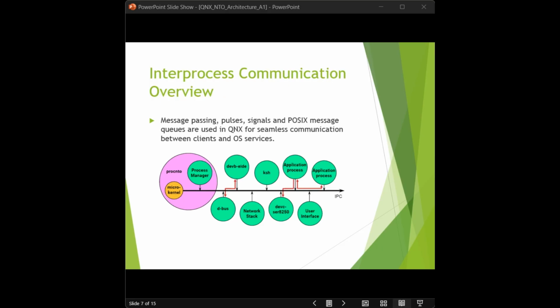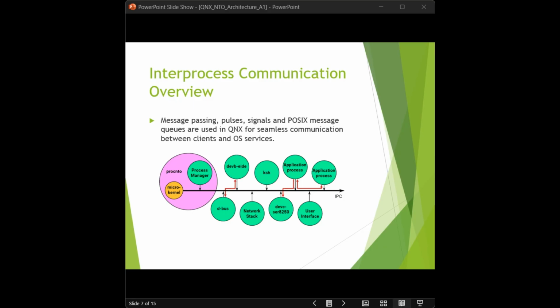Okay, so this slide tells you how inter-process communication happens. In QNX, communication happens mainly through message passing. This means one process sends a message and another process receives and responds. It simply uses the send and receive concept. The other mechanisms, which include pulses, signals, and POSIX message queues, will all be seen one by one in the upcoming videos.